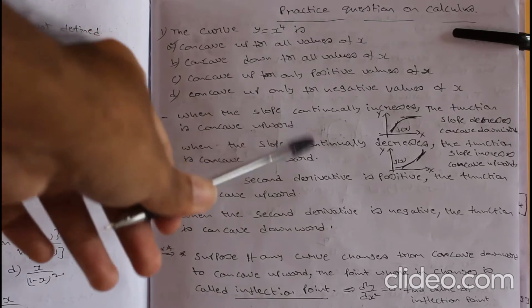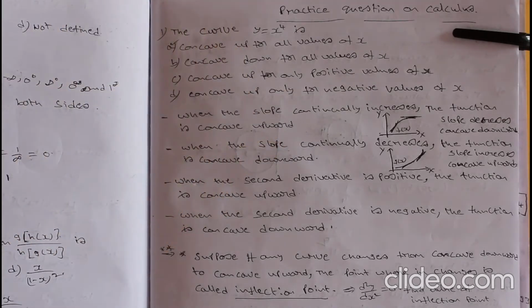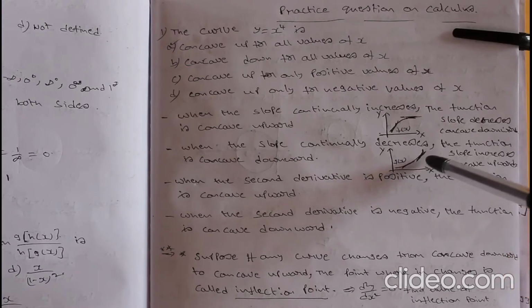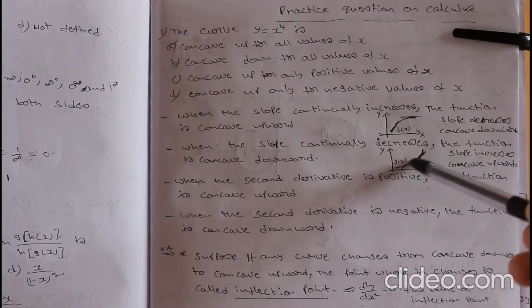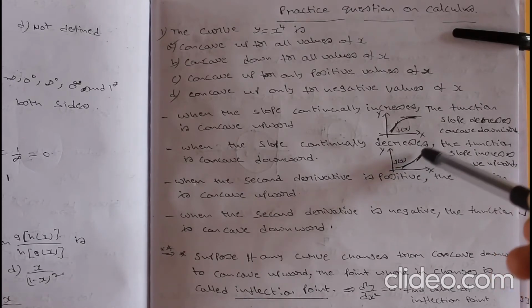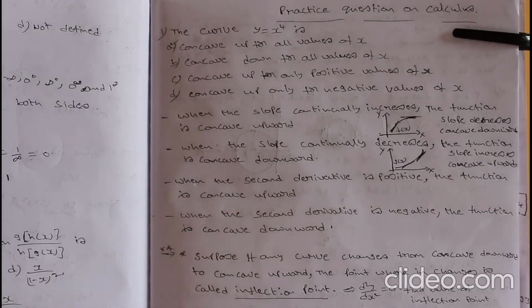Now look at what is meant by concave upward. When the slope continuously increases, the function is concave upward. Look at this figure: in the coordinates x and y, this function f of x is continuously increasing in slope, so this is concave upward. When the slope continuously decreases, the function is concave downward. Look at this function f of x: here the slope is continuously decreasing, so this is called concave downward.